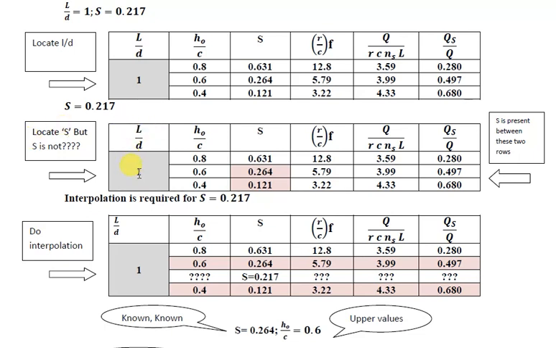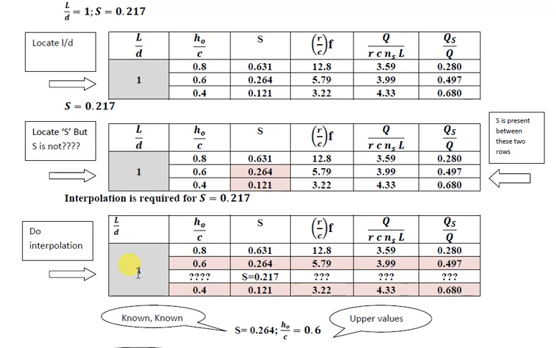So L by D ratio is 1. For that one you have to locate the S, and S is in between these two values. Okay, exact S value is not there, but we can say S is equal to 0.217 is located in between these two. So we have to do the linear interpolation. How to do the linear interpolation?